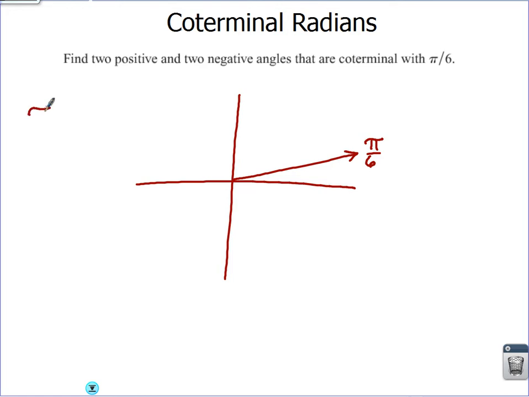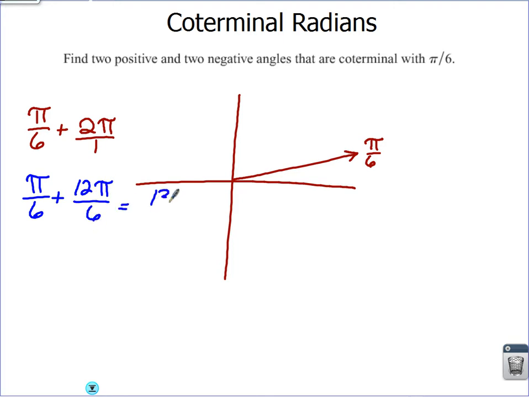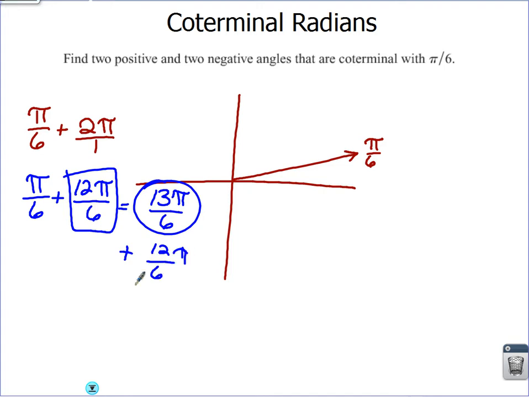So all you've got to do to find coterminal here, take your pi over 6 and add 2 pi. We need common denominators. We multiply top and bottom by 6. So that'd be pi over 6 plus 12 pi over 6, which is equal to 13 pi over 6. There's one of them. If you wanted to add another rotation, you've already got your common denominator here. So another 12 pi over 6 would give you 25 pi over 6.